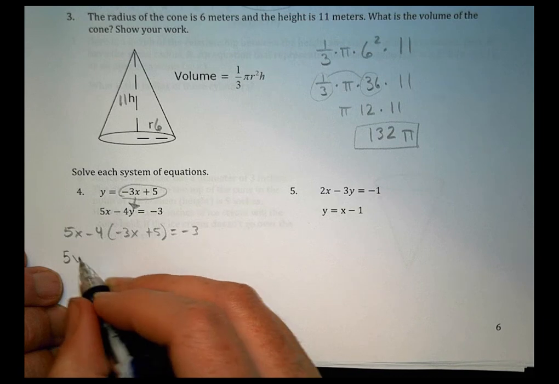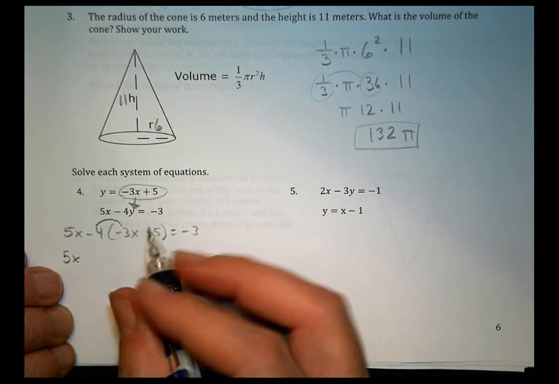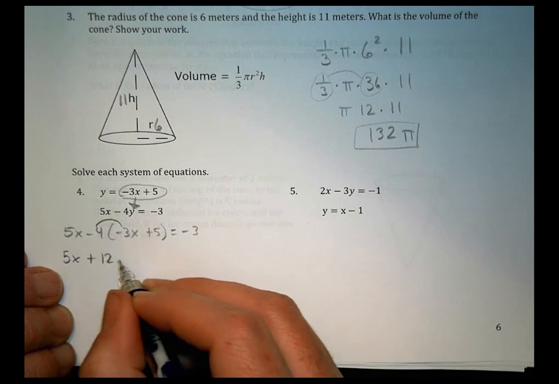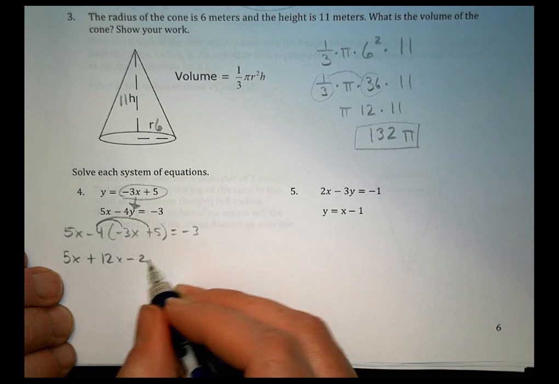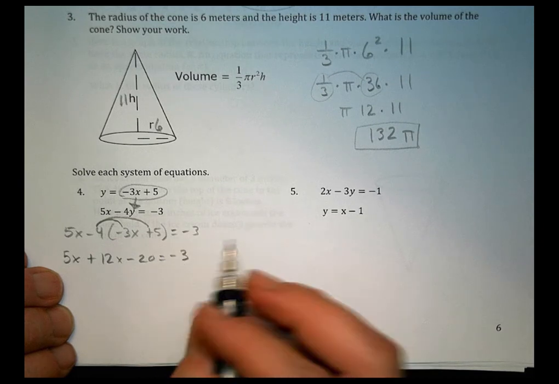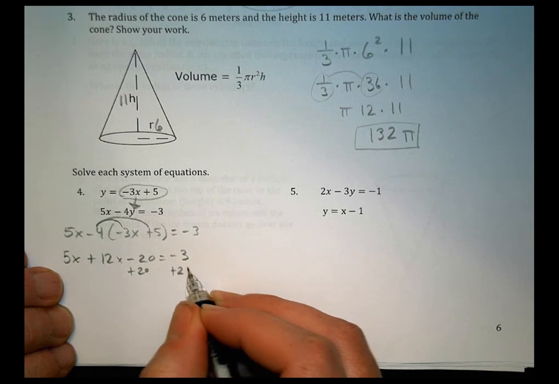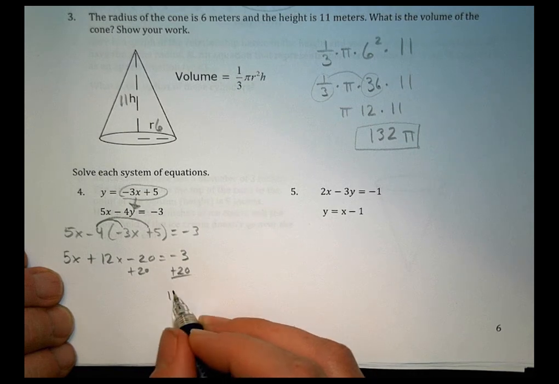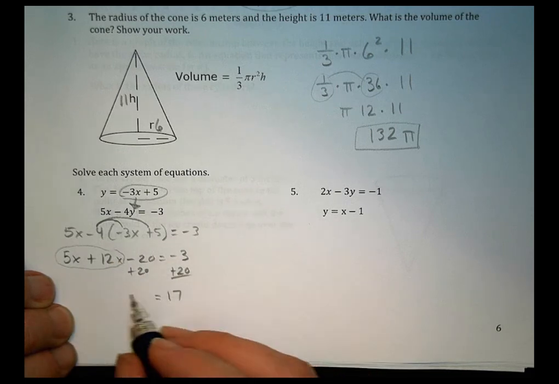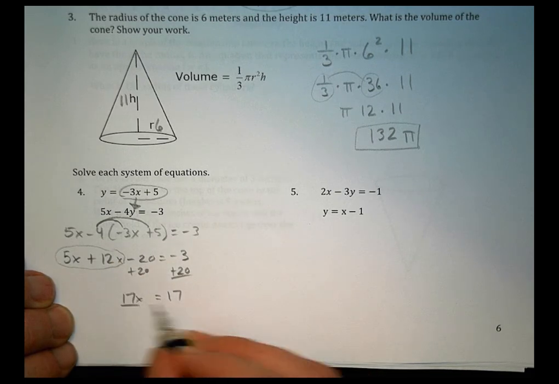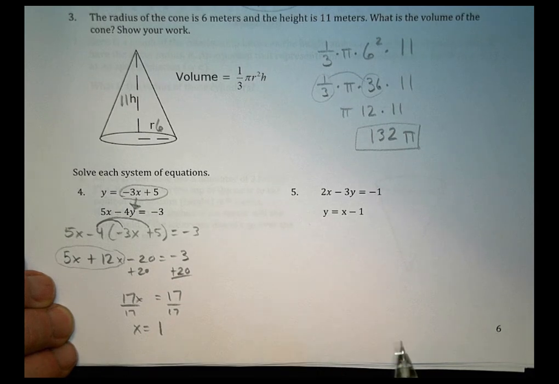So the 5x stays where it is, and we distribute the negative 4. Negative 4 times a negative 3 becomes a positive 12x. Negative 4 times a positive 5 is a negative 20, and that equals negative 3. I'm going to add 20 to this side, add 20 to this side, so I have 17 over here. I'm going to combine those terms. 5x and 12x becomes 17x. We divide both sides by 17, and our value of x is equal to 1.